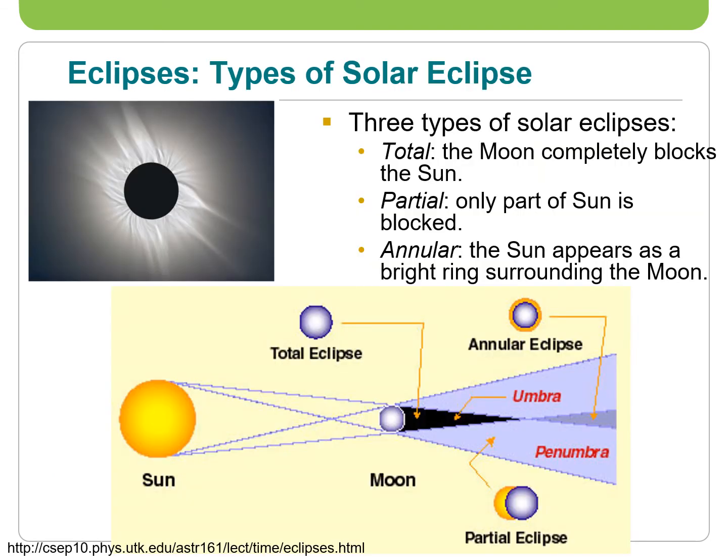Because the distance to the moon varies, there are 3 types of solar eclipses. Total, the moon completely blocks the sun. Partial, only part of the sun is blocked. And annular, the sun appears as a bright ring surrounding the dark moon.